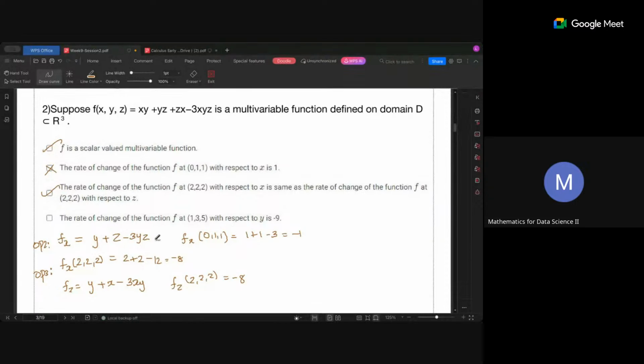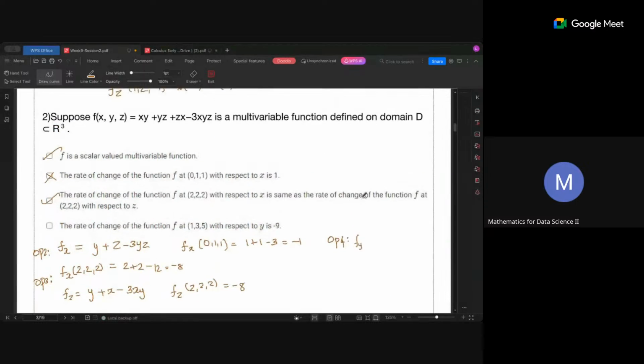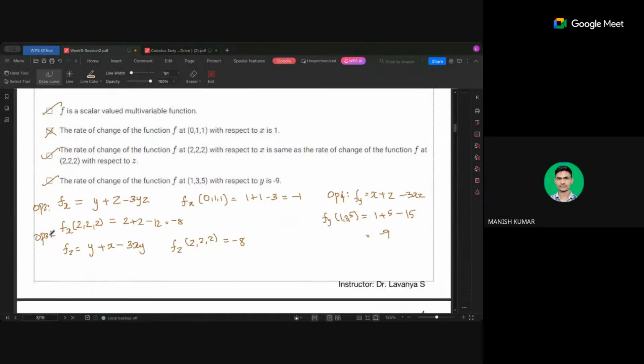And the last one is the rate of change with respect to y. So what is fy? It is x plus xz plus z minus 3xz. So what is fy at (1, 3, 5)? 1 plus 5 minus 15, which is minus 9. So this is fine, right? Yes, ma'am.